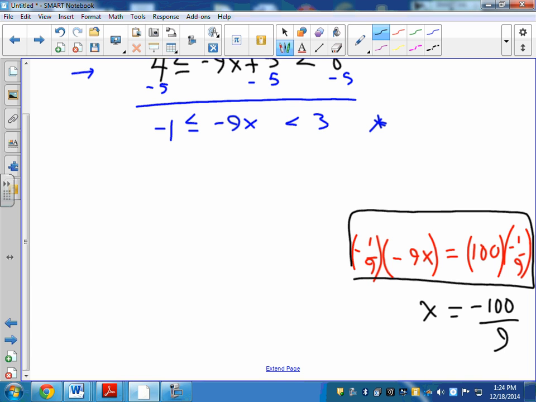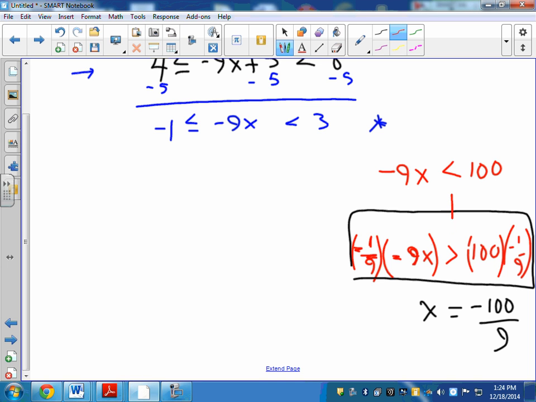Now, if this were an inequality, right, then you would have to switch the sense of the inequality. So if you had negative 9x is less than 100, and you decide to multiply by negative 1/9 to get rid of the negative 9, this has to switch. Right?